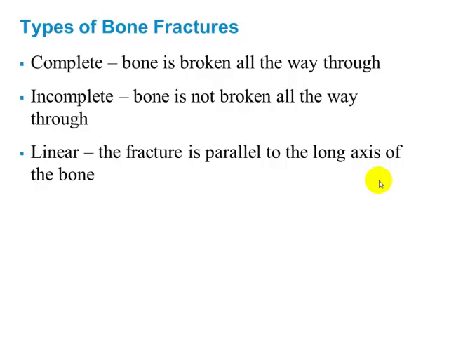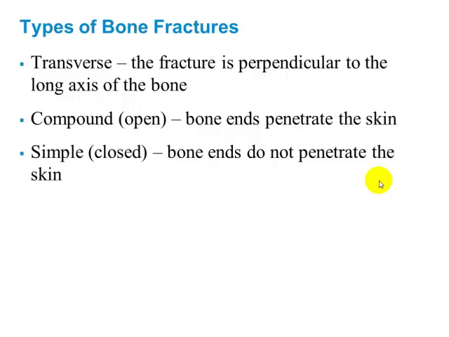Incomplete versus complete fracture: if a bone breaks all the way through, that is complete. If it only breaks partway through, that is an incomplete fracture. There's also something called a linear fracture, and that's when the fracture occurs along the length of the bone. It can be incomplete or complete. A transverse fracture is when the fracture is perpendicular to the long axis, so it's kind of the opposite of linear, where you break along the cross-section of the bone.